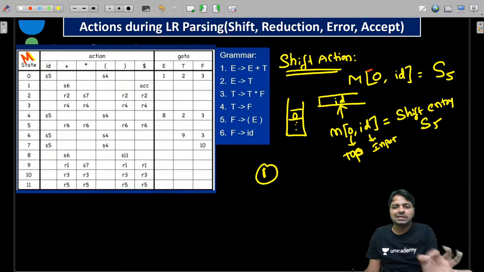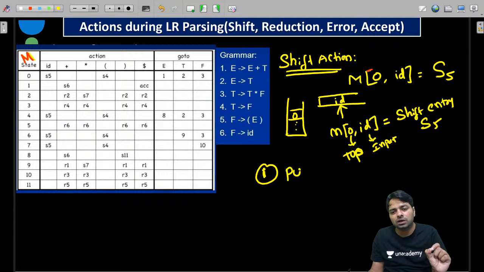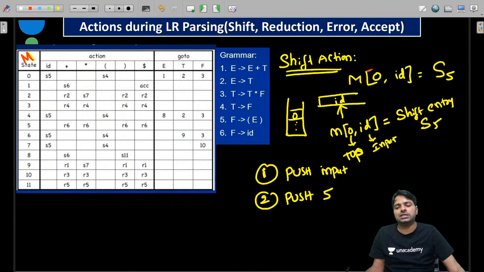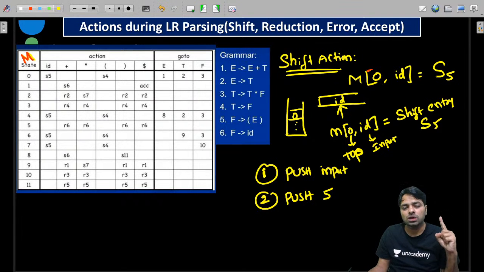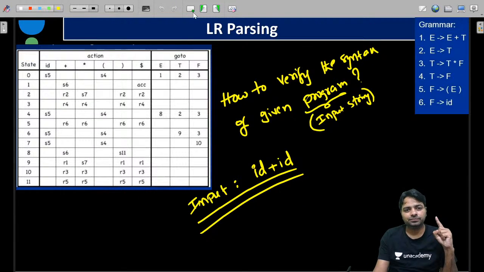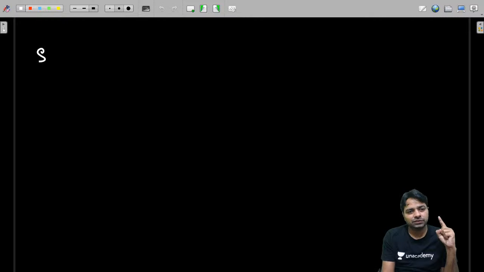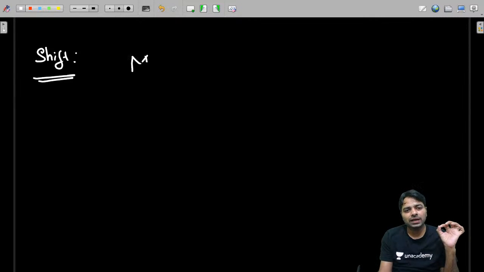Then what do you do? The first point, shift: whenever you encounter it, you will push the input. Input is ID. Push input onto the stack. Second, push 5, the next state number, onto the stack. So two things we are going to do. Shift action, guys. In general, shift action, you will get something like that, I comma the input.